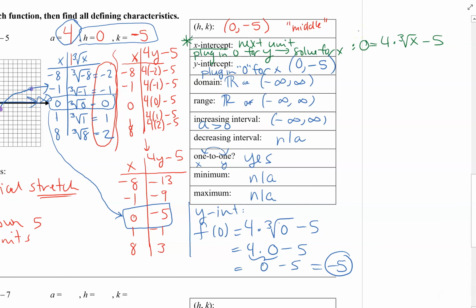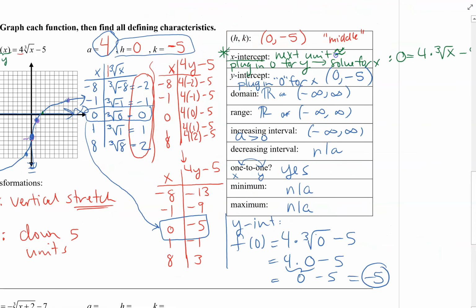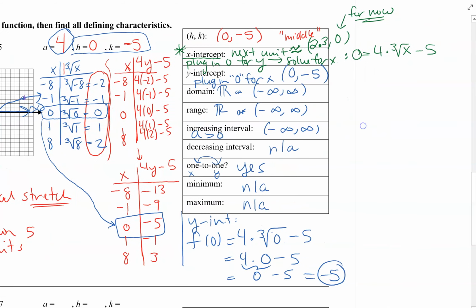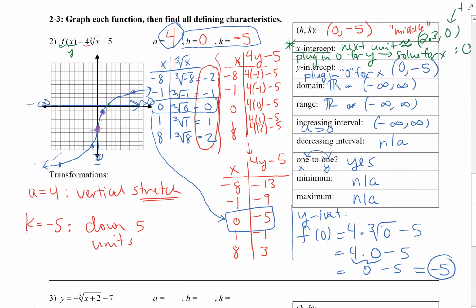So for now, we can look at the graph and estimate. It looks like it's crossing somewhere between 2 and 3. So maybe I'll say it looks like it's approximately 2.3. So we could just say approximately 2.3, 0 for now, okay? Once we get to unit 6, we're going to want you to be able to solve this equation and tell us exactly what it is. But we'll save that for next unit.